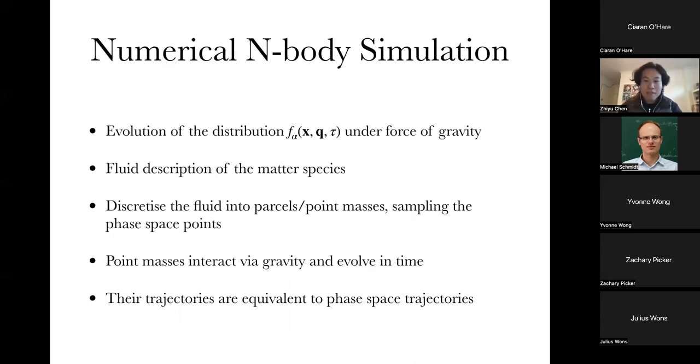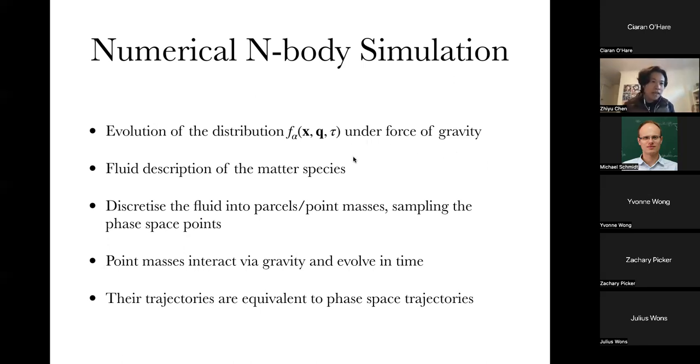Okay, so let's have a look at conceptually what an n-body simulation is. The starting point is exactly the same as the Vlasov-Poisson equation. We're trying to evolve the distribution function under the force of gravity. The goal has not changed. The difference is that we're not writing down an equation and trying to solve it. We're taking a more, for lack of a better word, pictorial approach.